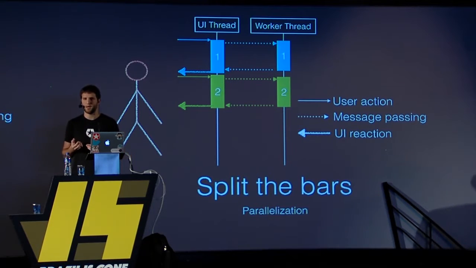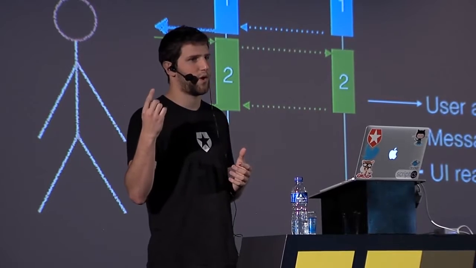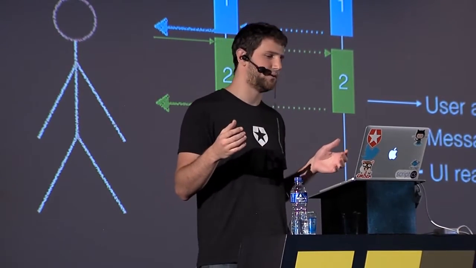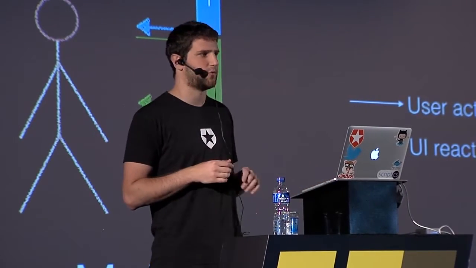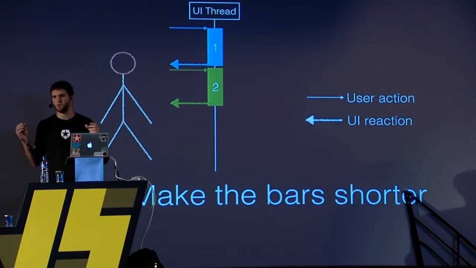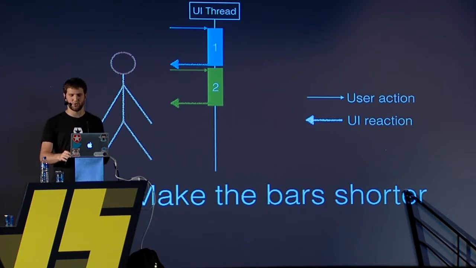One of the options for that is that we can split the bars. If we were doing some work in one thread, then we can use multiple threads and do that work in parallel. One other option, and this looks weird, but we'll delve into that later, is to actually figure out how to make the bars shorter. And yes, sure, it looks like a trick here, but you can make them shorter.